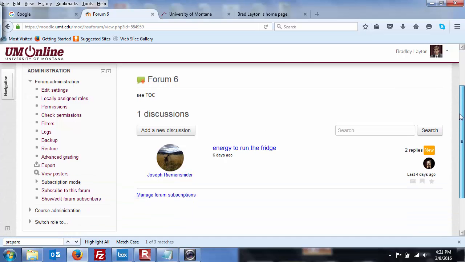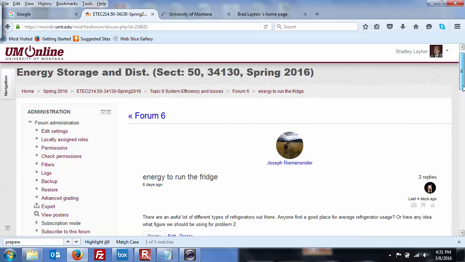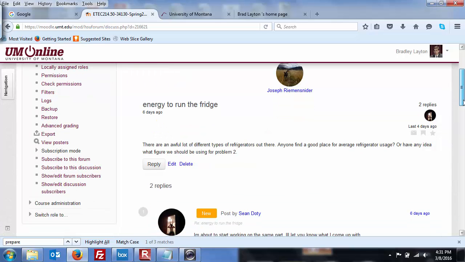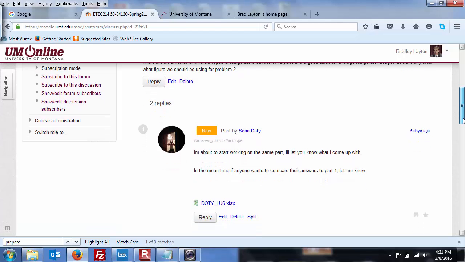Right. Okay. All right, Joe, Ryan, and Schneider, energy to run the fridge. Let's see what you got here, Joe. There are an awful lot of different types of refrigerators out there. Anyone find a good place for average fridge use or have any idea what figure we should be using for problem 2? In the meantime, let's compare their answers.